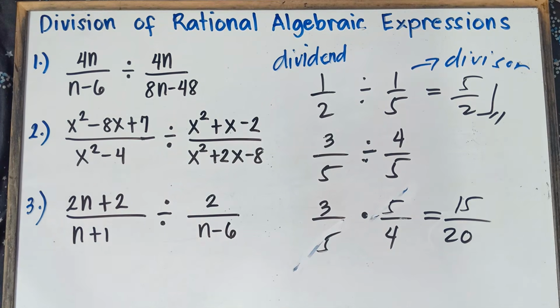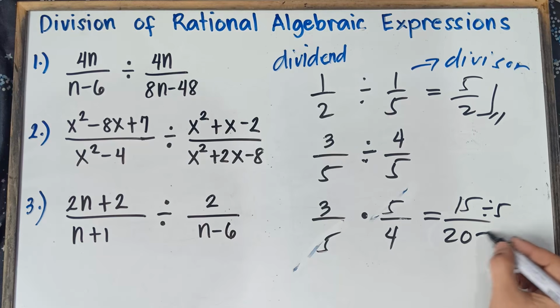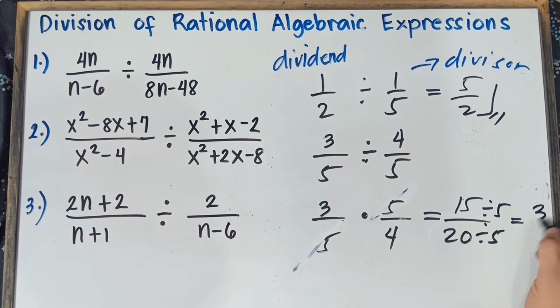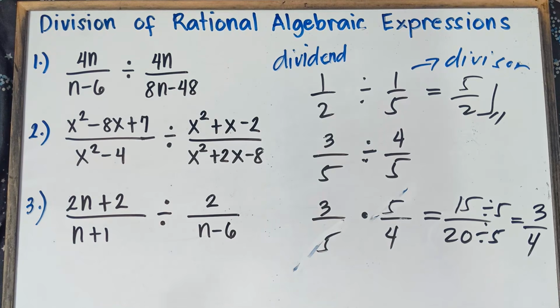Now, can we reduce? If you can reduce the fraction, it is mandatory in fractions that you always reduce the fraction to its lowest term. Can we reduce 15 and 20? Yup. We can divide this one by 5, right? 15 divided by 5, that would be 3. 20 divided by 5, that would be 4. Therefore, class, the answer is 3 over 4. So 15 divided by 5 is 3, 20 divided by 5 will be 4. So therefore, the answer is 3/4.